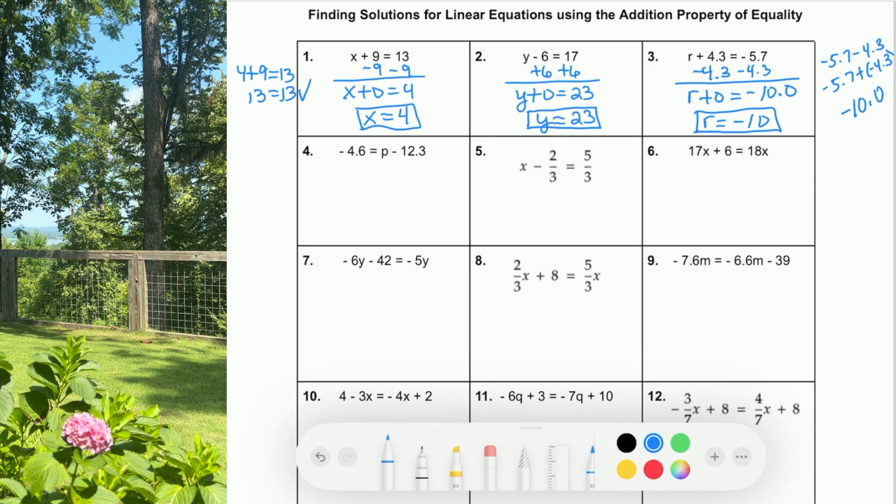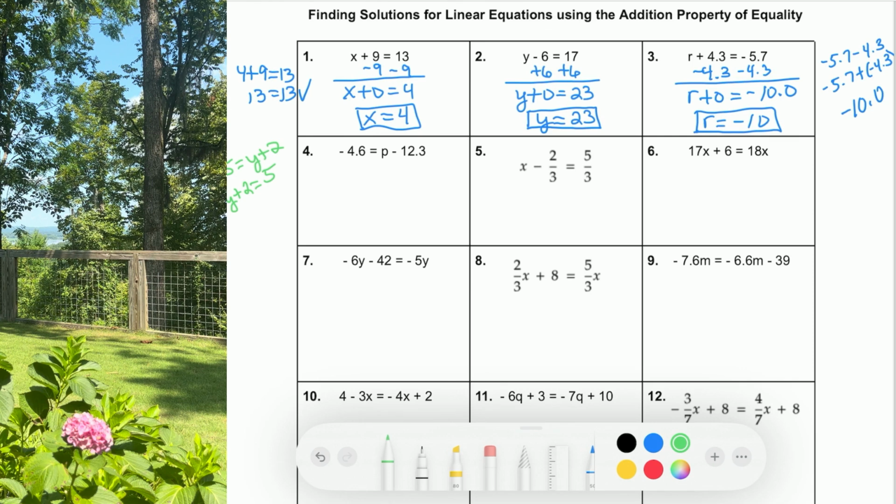We have negative 4.6 equals p minus 12.3. So remember before when we had 5 equals y plus 2, something like that in a previous lesson, we learned that we could actually switch the problem sides. We're not changing any values. We're not moving what is grouped with what. We're just flipping that whole problem so that we can have the variable on the left side. They equal each other. So again, we're not changing the problem other than we're just flipping it.